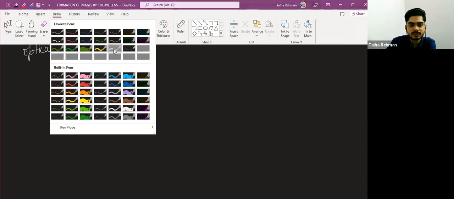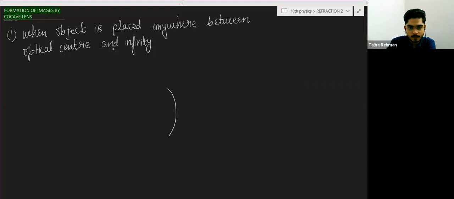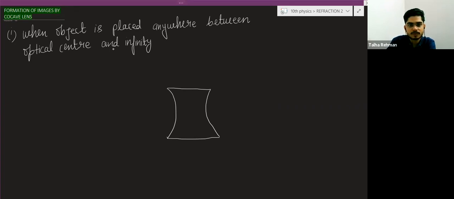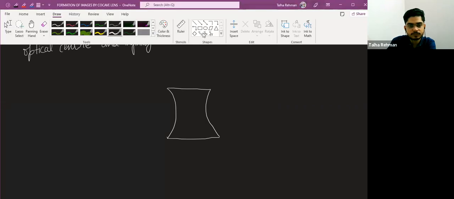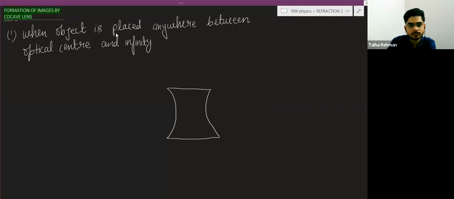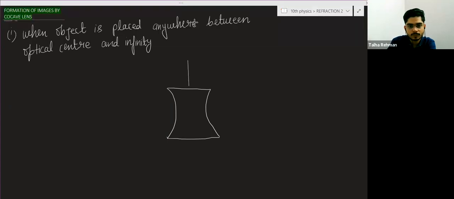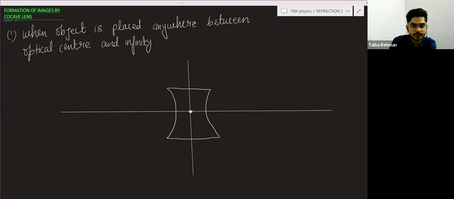So I am taking a lens. This is my concave lens, and this is a central line, and this is the principal axis. And this point is the optical center. And suppose your object is here this time.